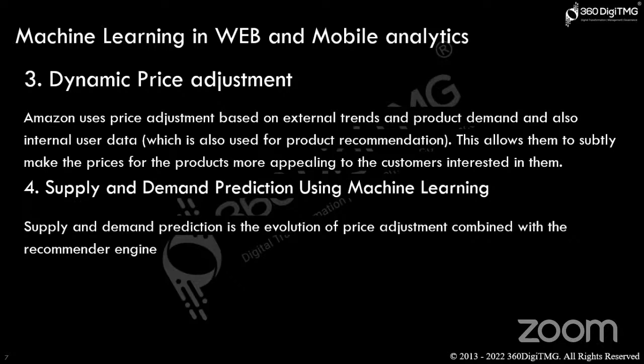If you didn't buy the product even though it was a 5% discount, they will again increase the price of that product to the normal price. Then what do you think? Yeah, it got increased. It might be in demand, or maybe I should buy it now. Something like that. They will do the dynamic price adjustment, and it is done by machine learning itself. No manual adjustment is done. Machine learning takes care of it, so that you can increase the number of people buying that product. Amazon uses price adjustment based on external trends and product demand.